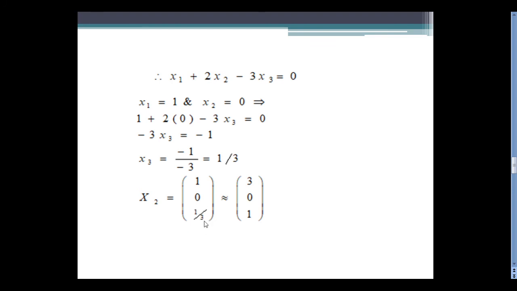We should not write in fractions, so we will multiply all 3 values by 3. So we will get 1 into 3, 3, 0 into 3, 0, 1 by 3 into 3, we will get 1. So I will take x2 is equal to 3, 0, 1.